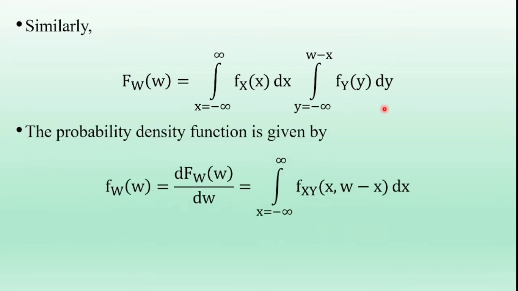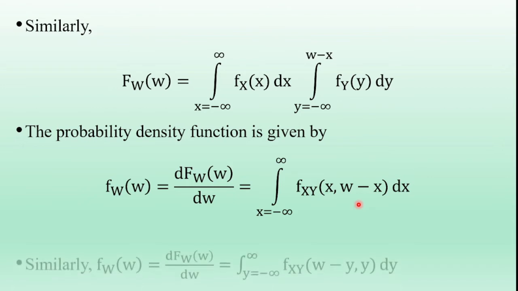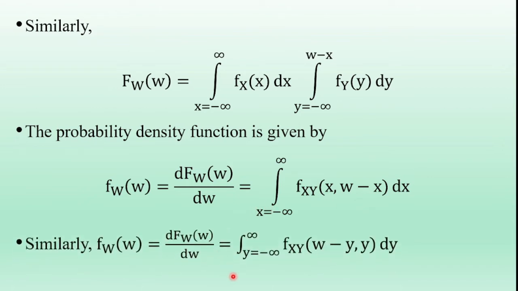Similarly, the probability density is equal to the derivative of the distribution function. So dF_W(w) divided by dw is equal to the integral over x from minus infinity to infinity of f_XY(x,y), with y equal to w minus x, so f_XY(x, w minus x) dx. Similarly, f_W(w) is equal to the integral over y from minus infinity to infinity of f_XY, with x equal to w minus y, comma y, dy.